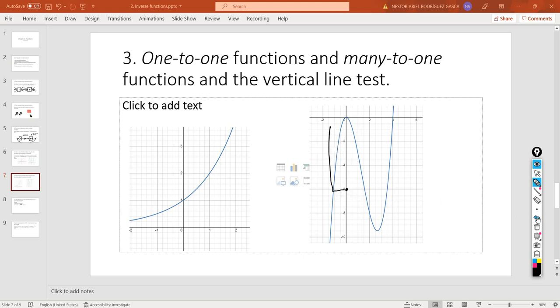I cannot draw very well. There is one. There is another input and another input. These 3 inputs, whatever their values are, they go into this output. You see, so this is many to one.